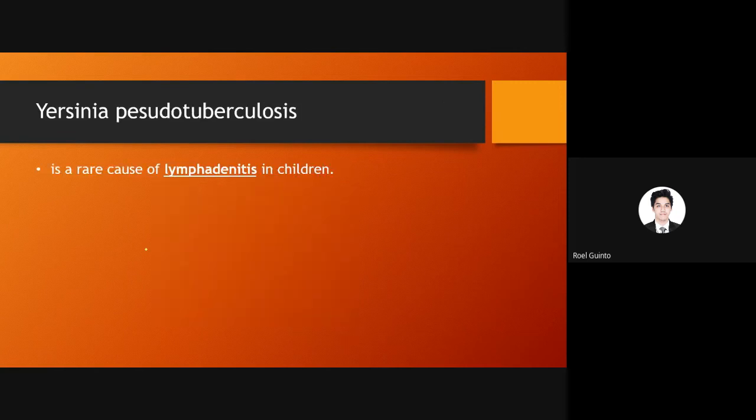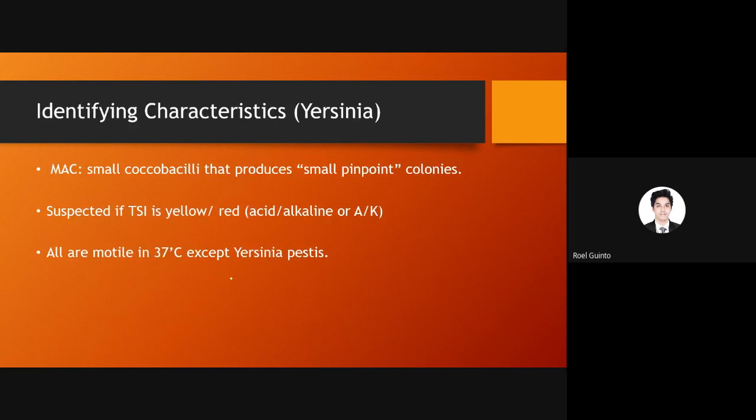Next, we have Yersinia pseudotuberculosis. It is a rare cause of lymphadenitis in children. So guys, mali lang ako ng spelling. So that is Yersinia pseudotuberculosis. So what is the unique identifying characteristic of Yersinia? So in McConkey, small coccobacilli that produce small pinpoint colonies, suspected if TSI is yellow or red, or acid over alkaline, or A over K. So all are motile at 37 degrees Celsius except for Yersinia pestis. Kasi nga, di ba, meron tayong mnemonics na SKY.